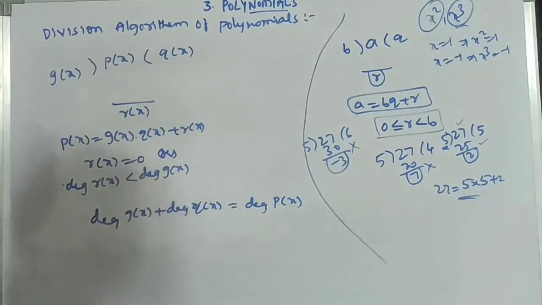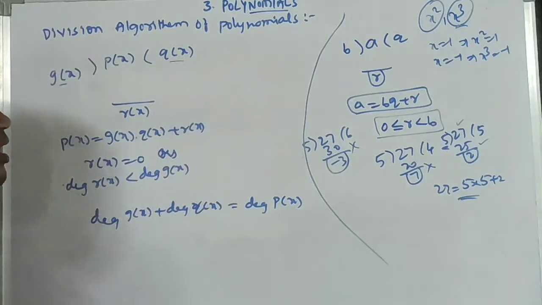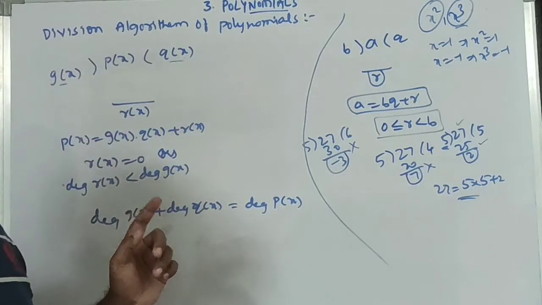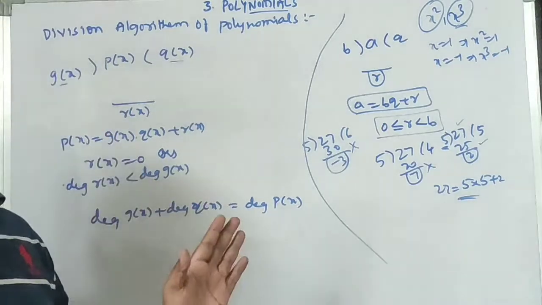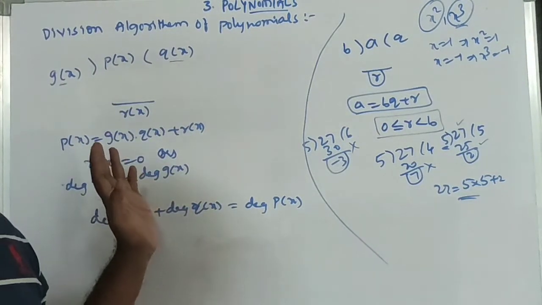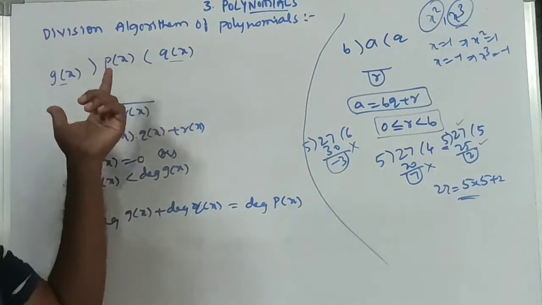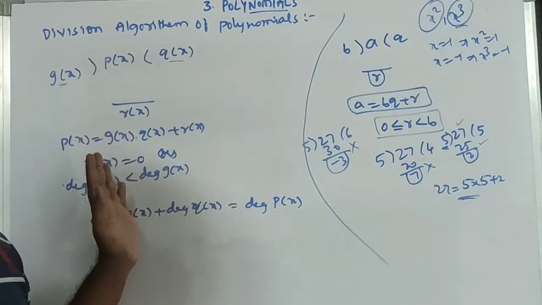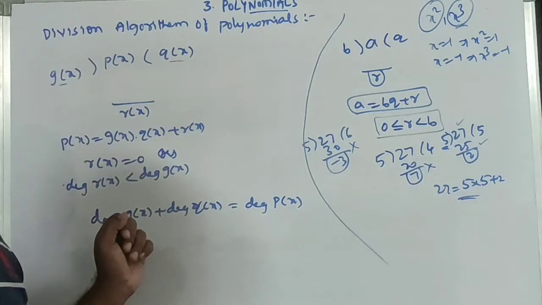And one more thing, if we are adding the degrees of g of x and q of x, the sum is equal to the degree of p of x. And degree of g of x and degree of q of x are always less than the degree of p of x. Always less than the degree of p of x. Okay, either it may be equal, but it won't exceed the degree of p of x. So this is the division algorithm.